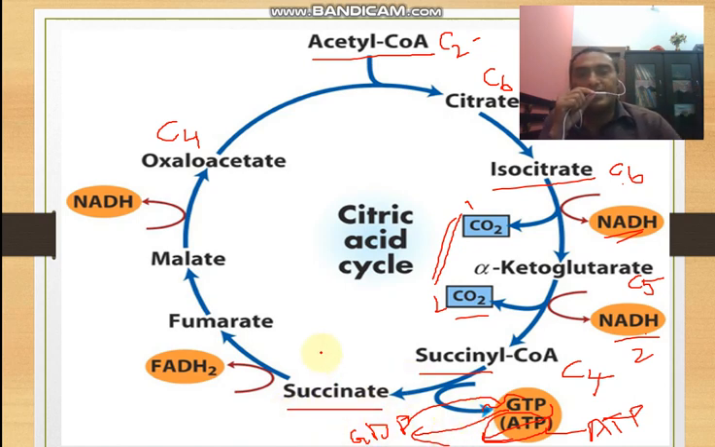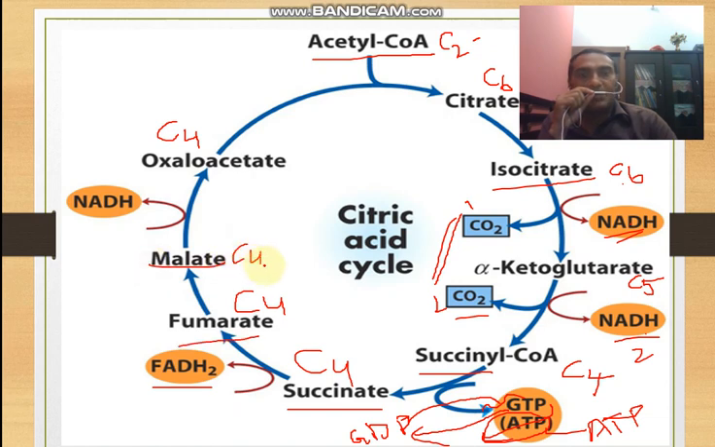And this is succinate. This is also 4 carbon containing, and it is converted into fumarate. This is also 4 carbon. Now it forms the FADH2, flavin adenine dinucleotide. Now this fumarate, 4 carbon, is converted into malate.